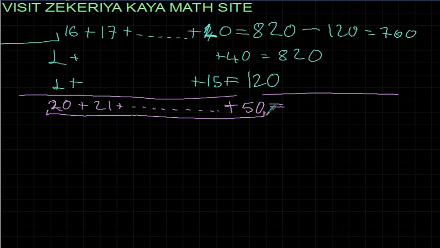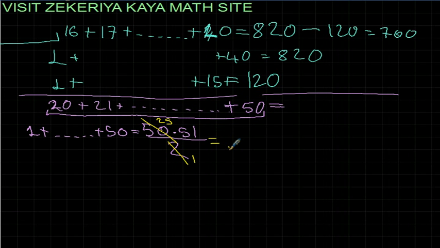So to find the sum of this part, firstly we will find the sum of all the numbers starting from 1 and ending at 50. For this we have a formula: 50 times 51 over 2. If we simplify 50 and 2, it will be 25. So 25 times 51.